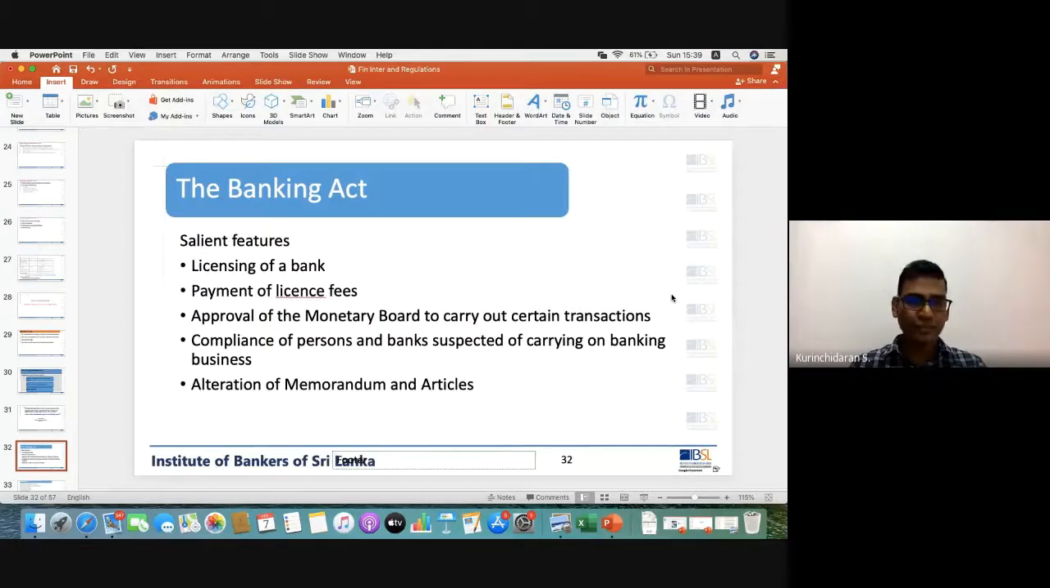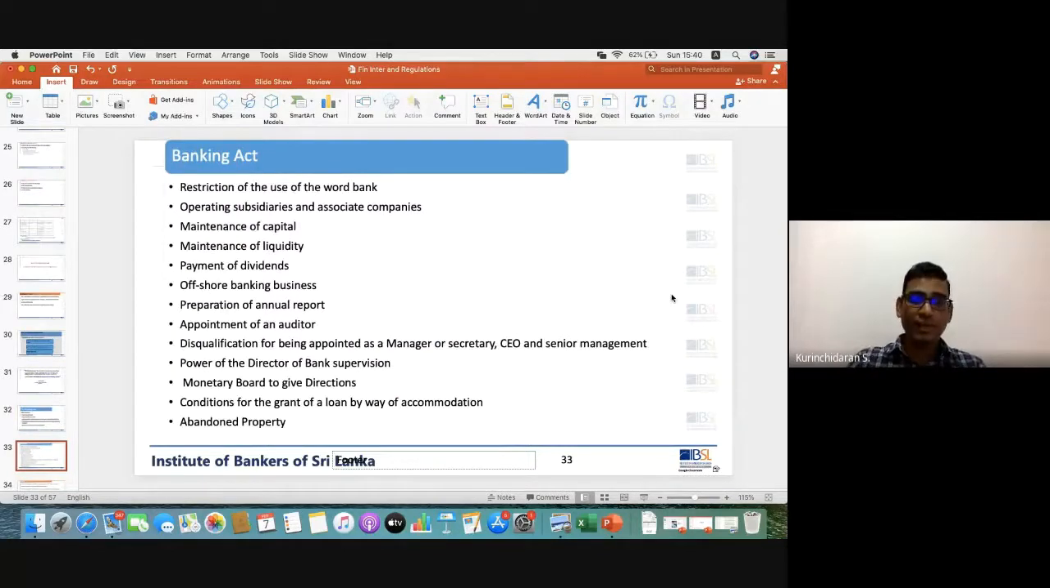Under the Banking Act, the Act talks about licensing of a bank, right? First thing. Second, payment of license fee. Third, approval of the Monetary Board to carry out certain transactions, businesses. Then fourth, complaints of persons and banks suspected of carrying on banking businesses. Alteration of memorandum and articles. Then restriction of the use of the word bank. Operating subsidiaries and associate companies. Maintenance of capital. Maintenance of liquidity. Payments of dividends. Offshore banking business.